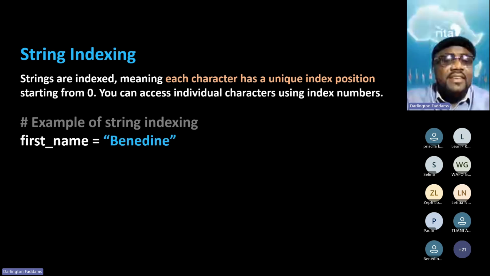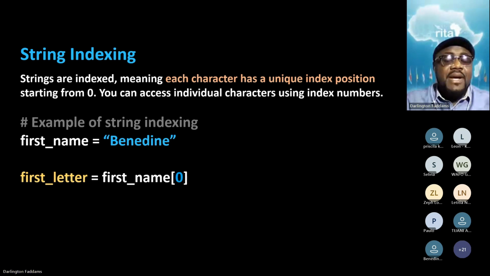So for example, if you have a wonderful name like Benedine, you can extract the first letter by using 0 in square brackets. When you say square brackets, it means you are retrieving the index, and it's going to work. After today's class, we are going to be given a simple group exercise where we'll be doing things like this. Pick a sentence and extract certain specific characters from the sentence. So this is how to create the index.